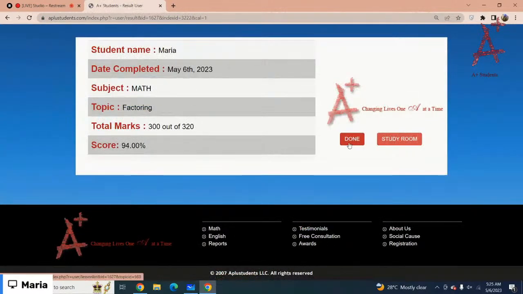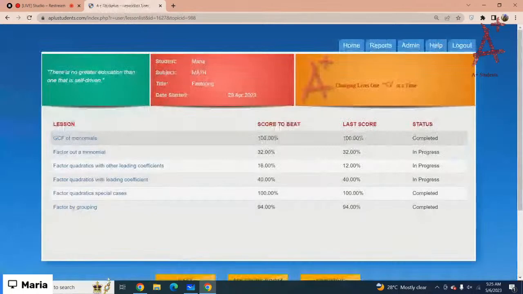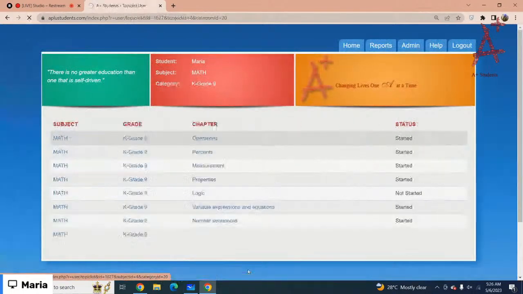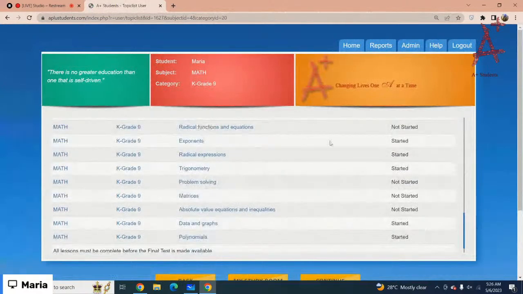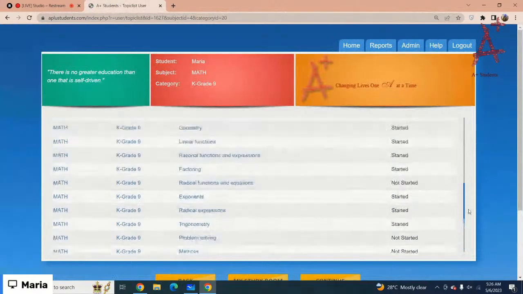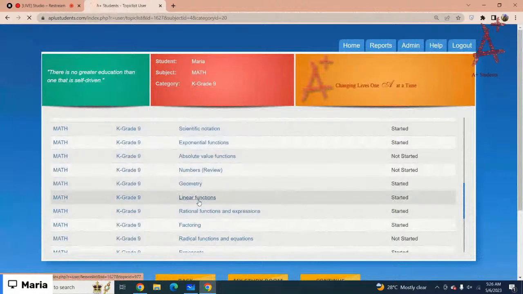We're going to start the new chapter that is from grade 9. The chapter is linear functions. So let's just start with the new lesson. Here is the chapter linear functions. First lesson, that is identify linear functions.